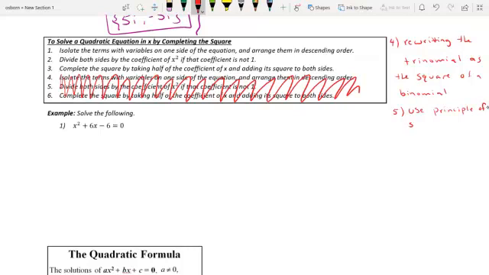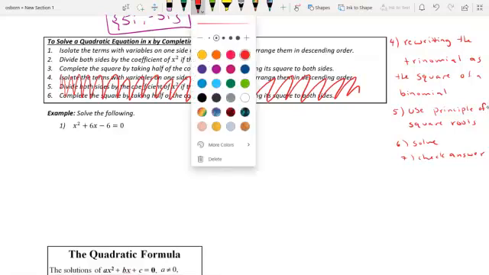I have square roots. And then step 6 is solve. And step 7 would be to check your answer. You always want to check your answer. Alright, so let's look at this one step at a time.